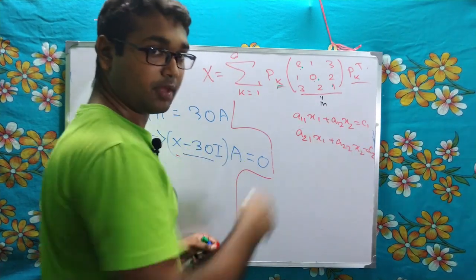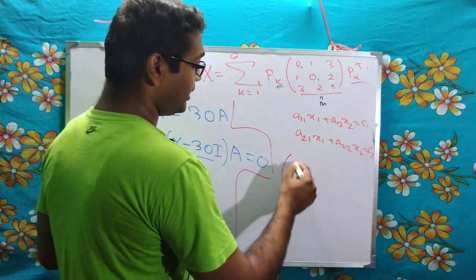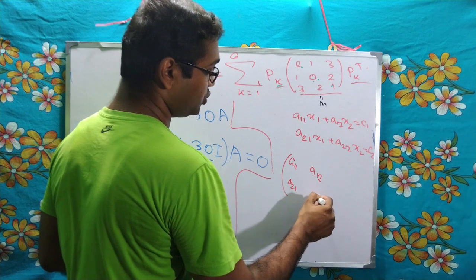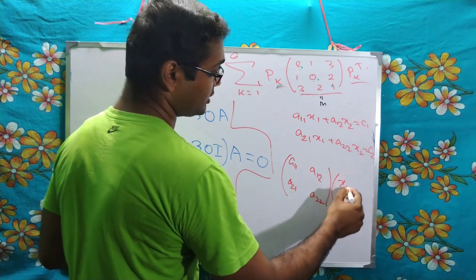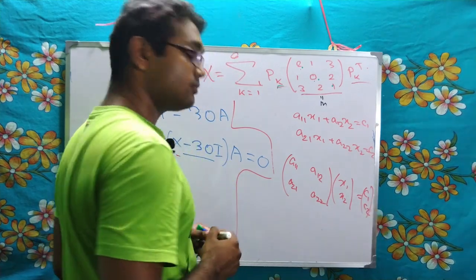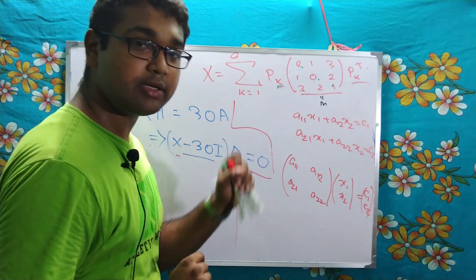Okay? These two are my equations. Now see, I am writing it in this way: A11, A12, A21, A22, and here x1, x2, and then C1, C2. How is this equal to this? I mean, these two are equivalent.